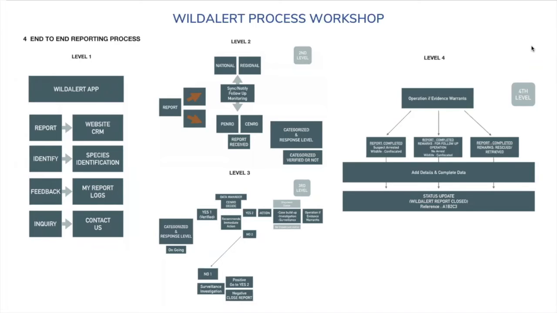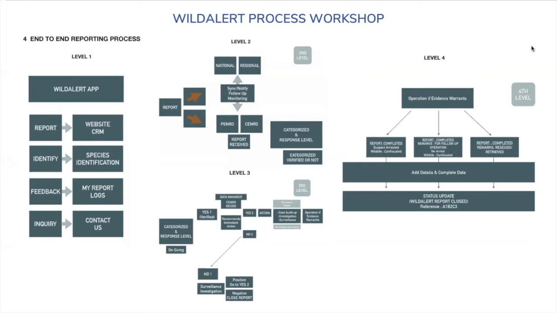Then moving on to level 2, we identify when the report comes in, who will be copied, what will be the actions, and what are the user types that have the capability to do such actions. Then level 3, another categorization of the response level. Then number 4, here are the different types of complete reports.